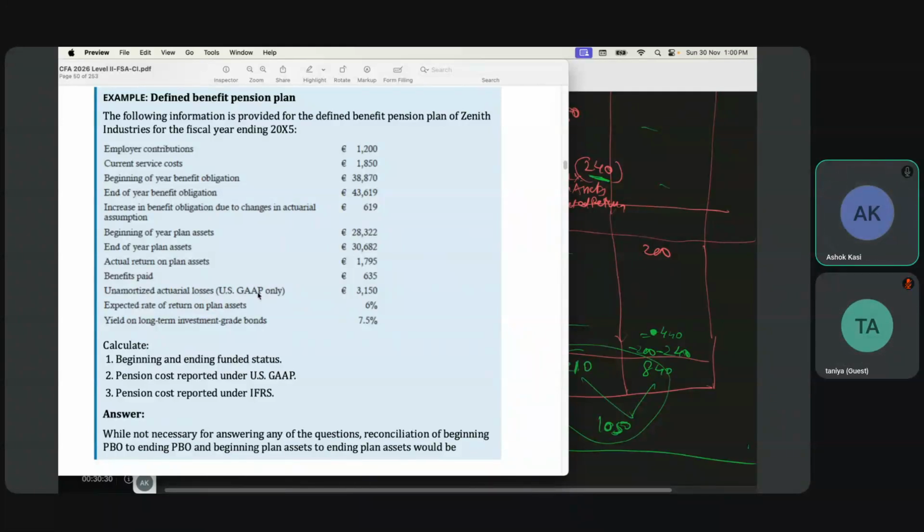Expected return, okay. What is this? Yield on long-term investment grade bonds? That is nothing but the discount rate only. Theoretically they may also ask how the discount rate is calculated. The discount rate is nothing but the yield on long-term investment grade bonds.